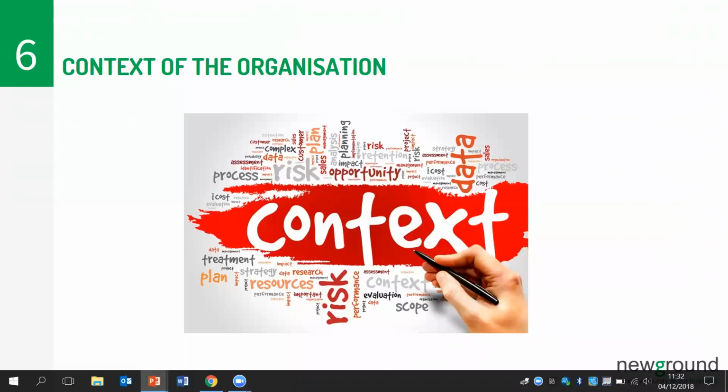In other words, it's all about putting your business into context. And that's why on the diagram that I showed you earlier, clause 4 sits outside of that boundary, because it's asking you to consider some wider influencing factors that you may need to consider in your business that could ultimately affect your safety performance.